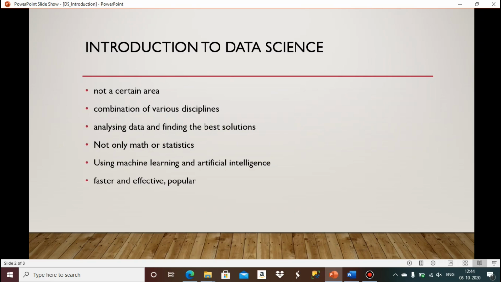If we just start with it, we have to be very clear that it is not a certain area. We cannot say that this particular work is data science or this particular technology is data science. It's not like that. It is a combination of various disciplines. So there are many disciplines, many areas which combine together to get some effective output of these data science projects.